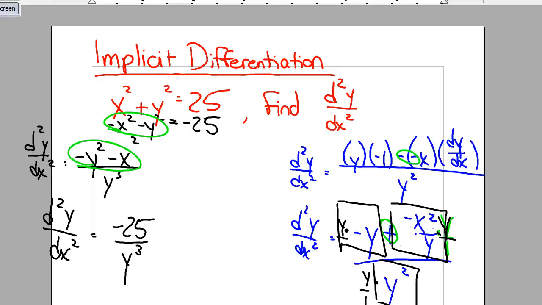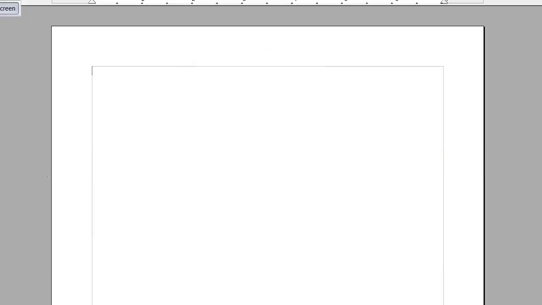Okay. So this one's extremely similar. I understand that, but I want you to try it anyways. So x squared plus y squared equals, let's say, 49. I want you to find the second derivative.